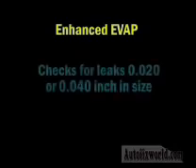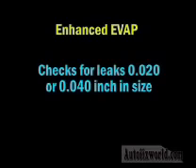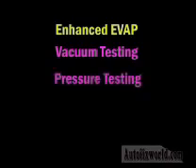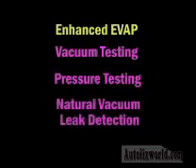Enhanced EVAP systems check for leaks 20 thousandths or 40 thousandths of an inch in size. The original 40 thousandths inch leak specification used with early enhanced EVAP has been tightened to 20 thousandths inch in recent years. Three basic types of tests are used by onboard monitoring to detect leaks. The first is vacuum testing. There's pressure testing. And finally, natural vacuum leak detection, the most recent form of leak detection available and something we'll cover in more detail later.